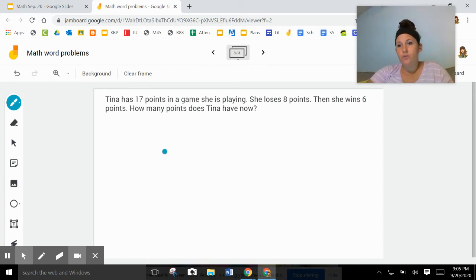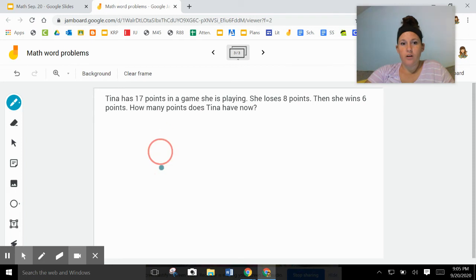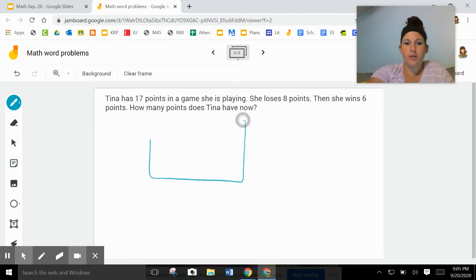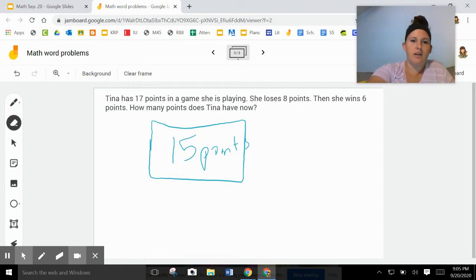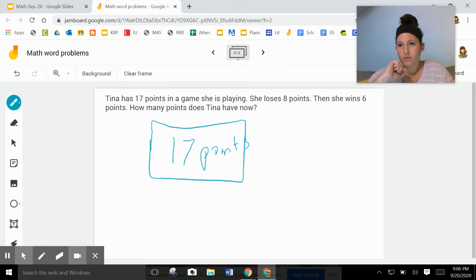So in this equation, it says Tina has 17 points in a game she is playing. So if you need to draw a scoreboard and put that she's got 17 points on the scoreboard, because that's going to help you figure out in your brain what the answer is to this. Oh, and it's 17, sorry. Then do it. Do whatever is going to help you get that answer right, okay? So let's keep going with what Miss Acton has so far.